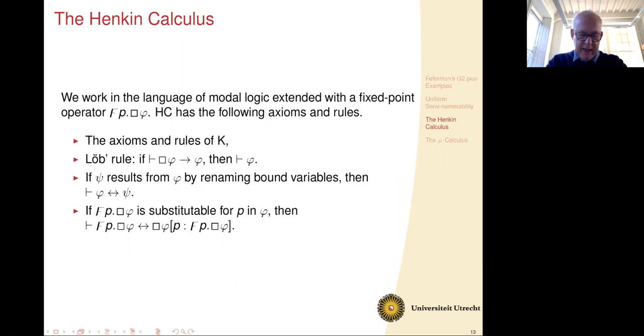And so that leads to the formulation of the Henkin calculus. What is the Henkin calculus? It's simply a weakened version of Löb's logic. We have the axioms and rules of K. We have Löb's rule. We have the equivalence of formulas that result from each other by renaming bound variables. And we have the fixed point axiom. We add a fixed point operator to the language, and we add the fixed point axiom that tells us that the fixed point of box phi is equivalent to the result of substituting the fixed point of box phi in box phi. So that's the fixed point axiom.